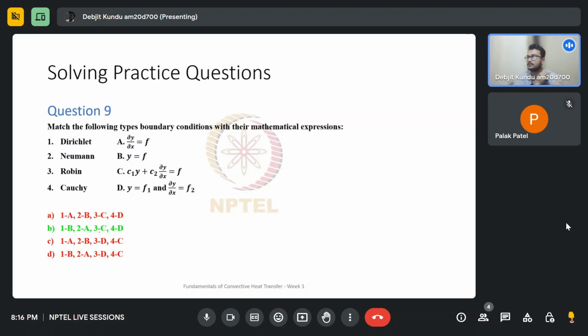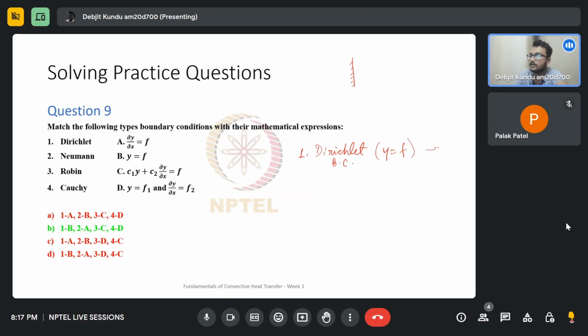So solution is 1B 2A 3C 4D. So let's figure out each of them. Dirichlet condition. Dirichlet condition में क्या होता है, कोई भी एक बाउंड्री हो उसमें जो भी वैल्यू होगा वो हम बोल देंगे, मतलब डिफाइन कर देंगे कि इसका वैल्यू इतना होगा, 5 होगा, 10 होगा, 11 होगा, कुछ भी. तो y इक्वल टू एफ, इस तरह का अगर बाउंड्री कंडीशन हो तो वी कॉल इट अ डिरिचले बाउंड्री कंडीशन.